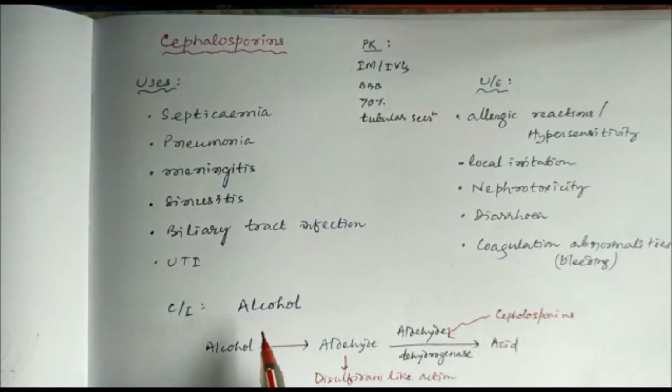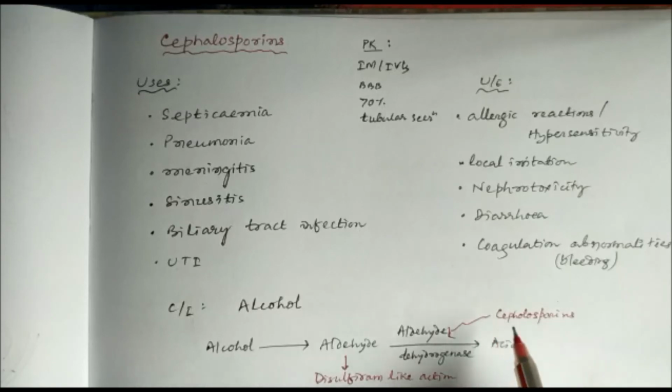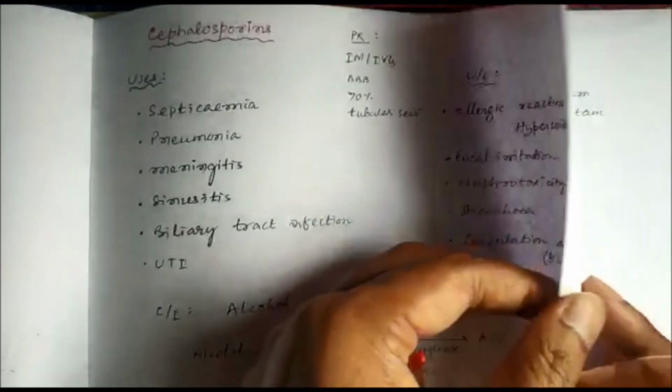Cephalosporins are contraindicated with alcohol, or in alcoholics, because of a disulfiram-like action which produces an unpleasant sensation in alcoholics. As we know, ethanol is metabolized to acetaldehyde, then acetaldehyde is further metabolized by aldehyde dehydrogenase to acetic acid, and then it is excreted. Cephalosporins inhibit aldehyde dehydrogenase, so they cause accumulation of acetaldehyde, which causes the disulfiram-like action.